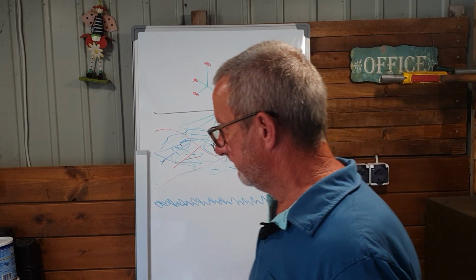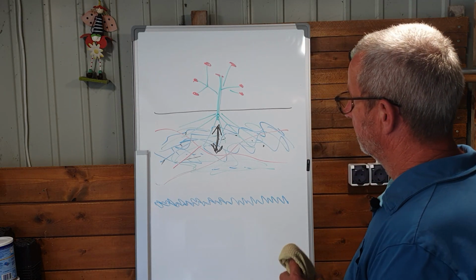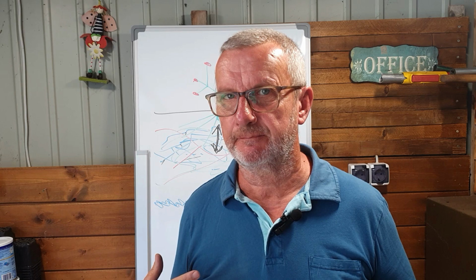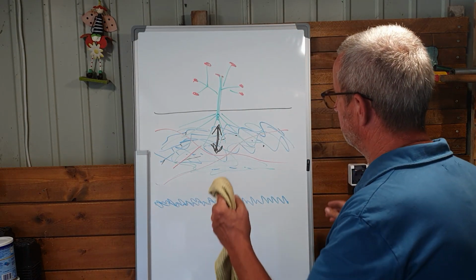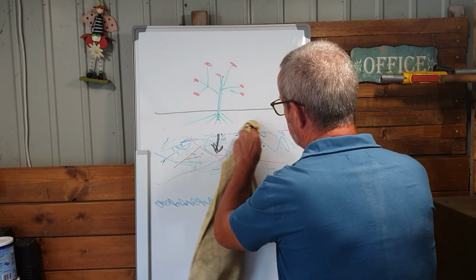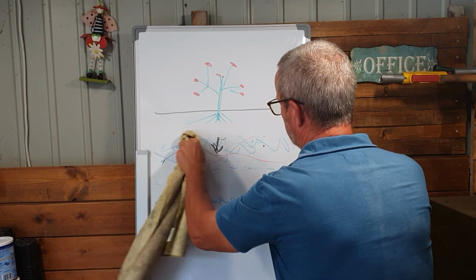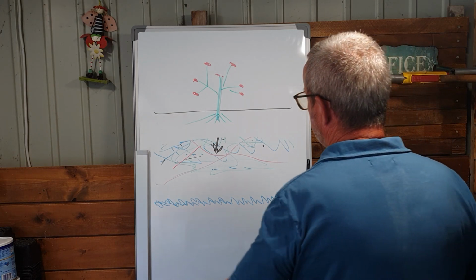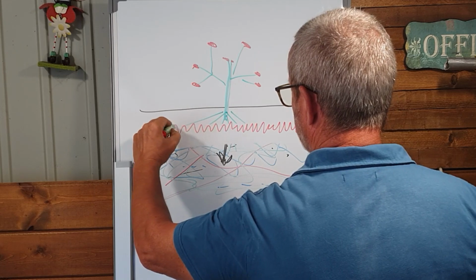Now here's the thing. What happens if we decide to apply a fertilizer to our plants, an artificial fertilizer? Well, let's say we just take that out of there. What we do is, by adding that artificial fertilizer, we create a barrier between the soil life below and the roots of the plant.